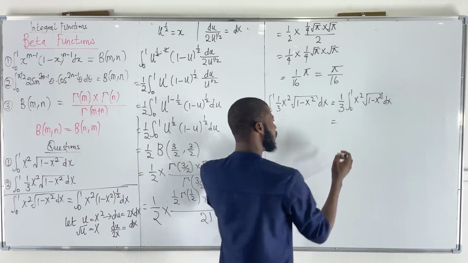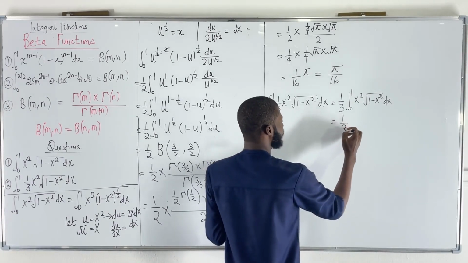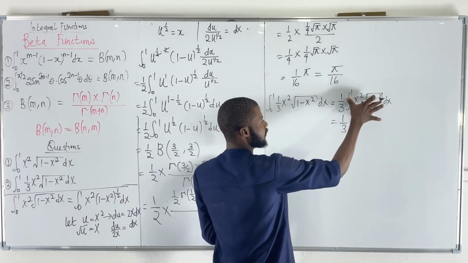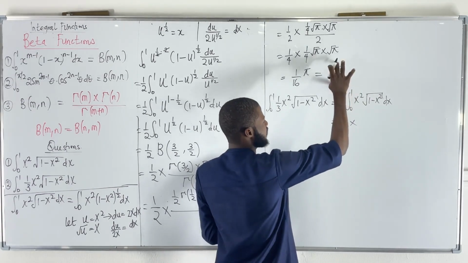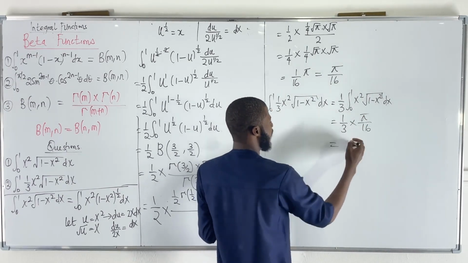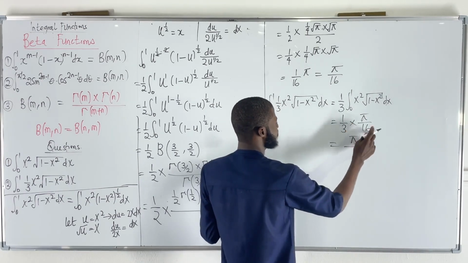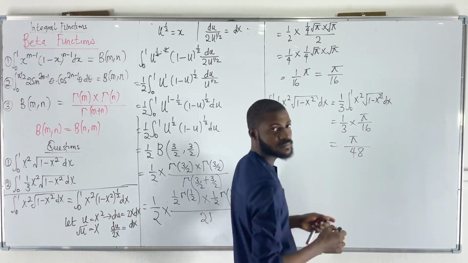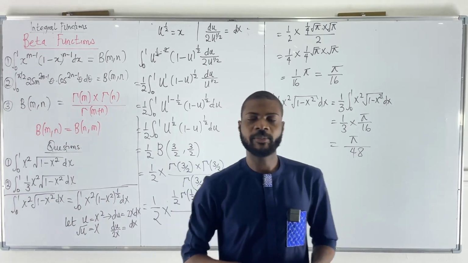So what would this now be? This will become 1 over 3. Remember that we have solved this part, we just did it and it was pi over 16. So this is pi over 16. Now 1 times pi, that's pi. 3 times 16, that's 48. And this will be the answer to that very problem.